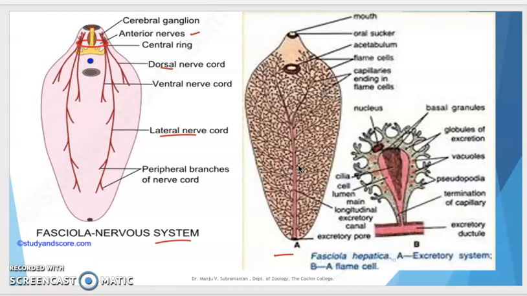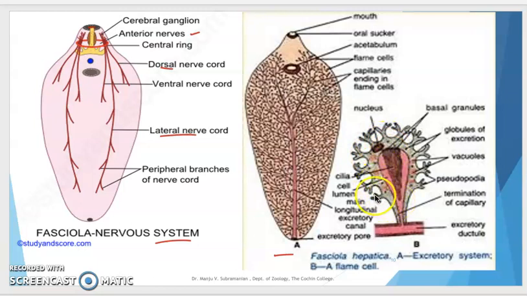by the minute nephridiopores. Leading from these main tubules are numerous branches which branch and rebranch into a ramifying system of fine capillaries, and each capillary ends in a hollow club-shaped cell called a flame cell. So this is an enlarged view of these flame cells. Each small capillary ends with this hollow cell called a flame cell.